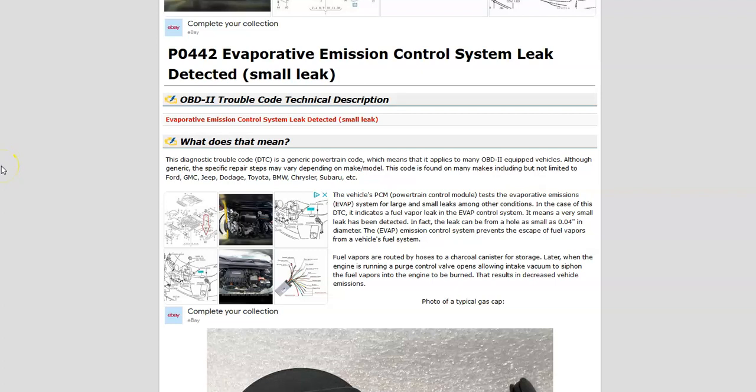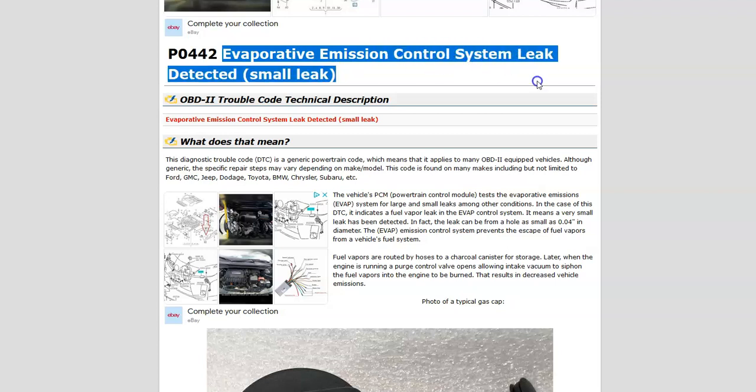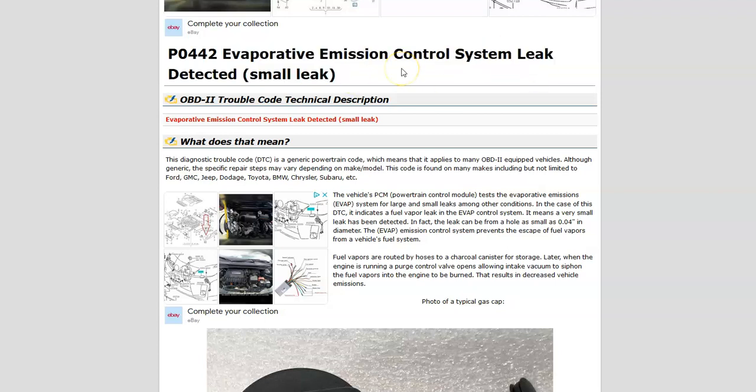Hello all. So today I'm talking about a Honda with the P0442 code, what it is and how you go about fixing it. So what is a Honda P0442? Well, it's an evaporative emission control system leak detected, small leak. And what does this mean?